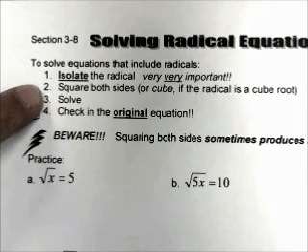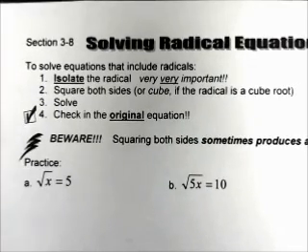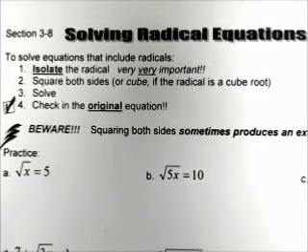Square both sides, or cube if the radical is a cube root. Solve, and then you must check back in the original equation. Beware, squaring both sides sometimes produces an extraneous solution.